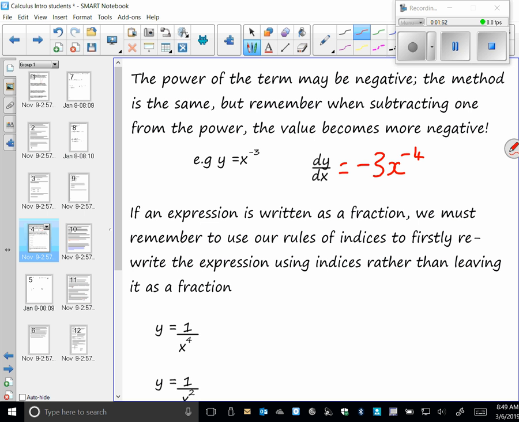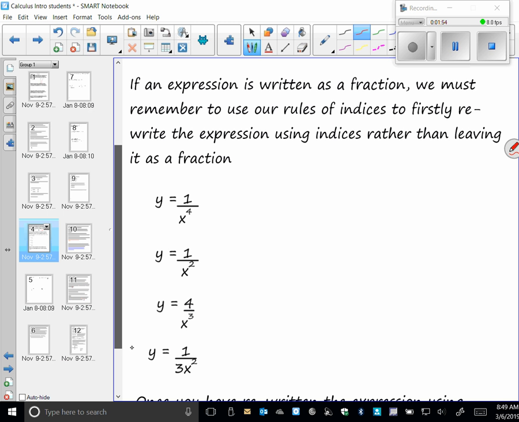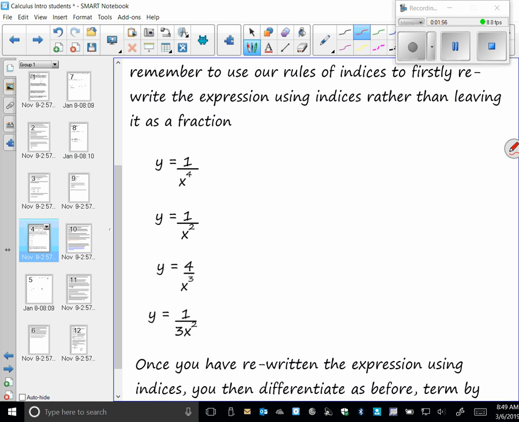As you may or may not recall, we finished the last lesson by trying to remember what happens when we have things written as a fraction. When they're written as a fraction, we can't differentiate them. So what we have to do is change this so we no longer have something over something. I'm just going to write equals because I haven't differentiated anything yet. This statement is equal to it.